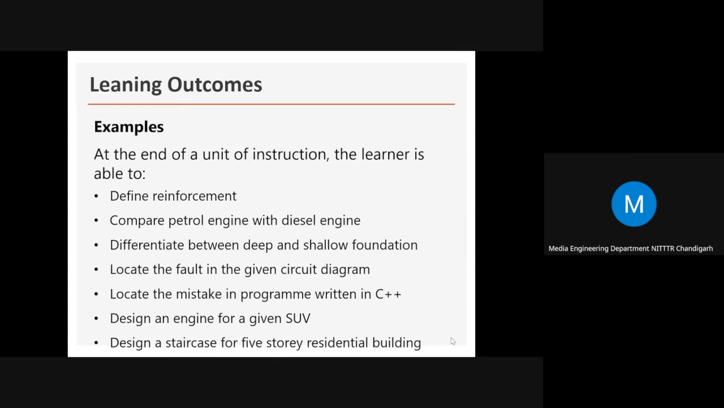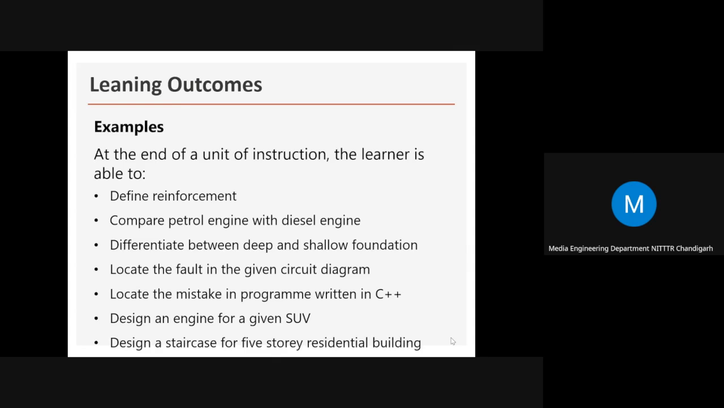Here we can see that these learning outcomes are at different levels, like define reinforcement. This is a very simple kind of learning outcome. But if we compare this statement with the last statement, design a staircase for a 5-story residential building, there is a difference in difficulty. So what is this difference? This difference can be analyzed. It's on a higher level of Bloom's taxonomy.